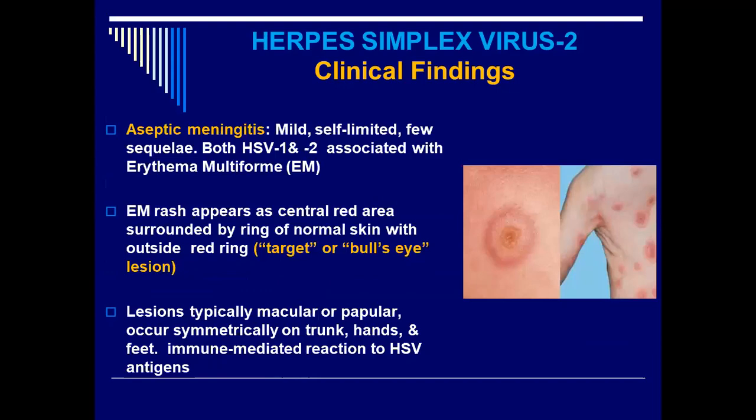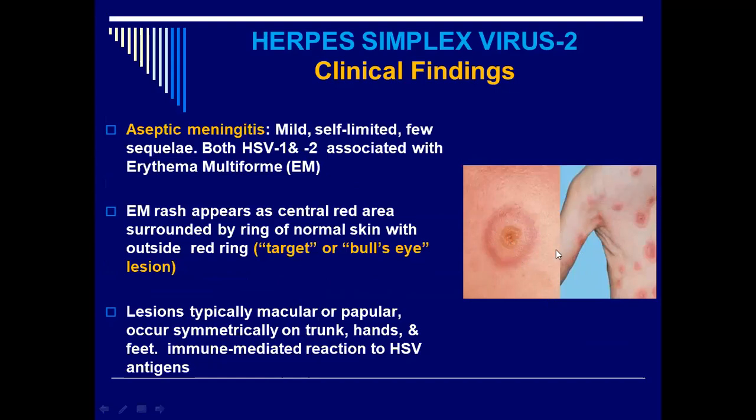Here you can also see aseptic meningitis in children. We have already covered that. There is mild self-limiting fever, HSV1 and 2. There is erythema multiforme. This is how erythema multiforme looks when present on the skin.